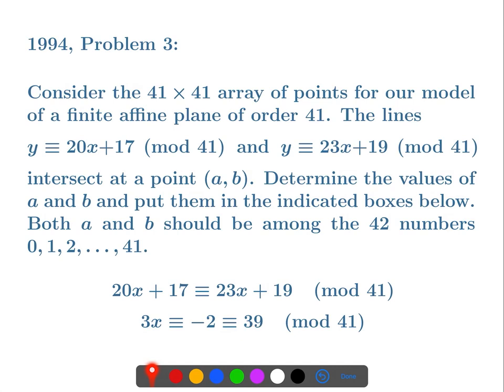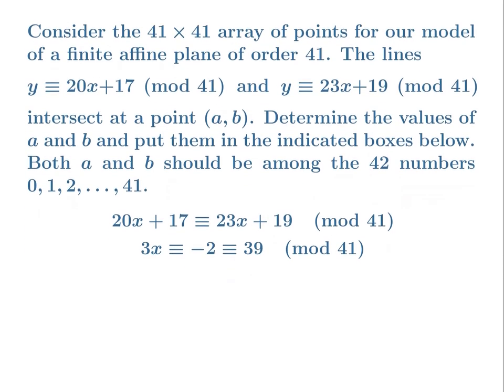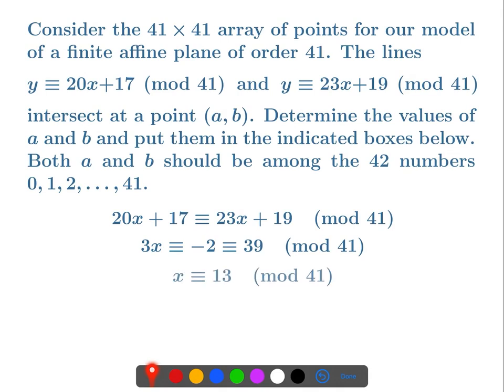And you can see then we'll have that x is 13 modulo 41. And again, dividing by 3 on both sides is okay, not just because 41 doesn't divide 3, but also because 41 is prime. So that's something you can do when you have a prime modulus.